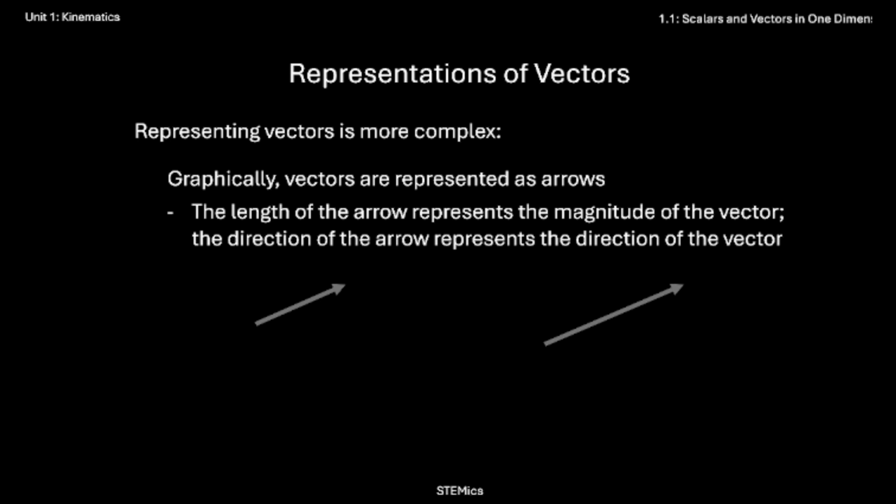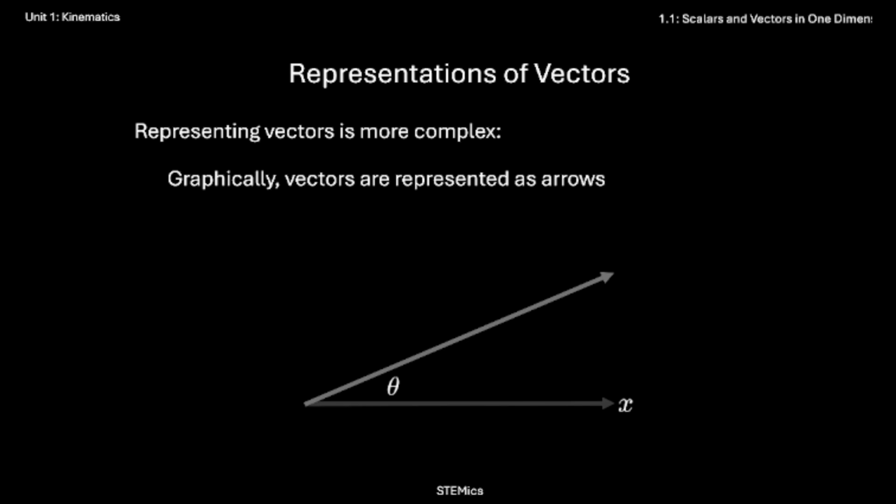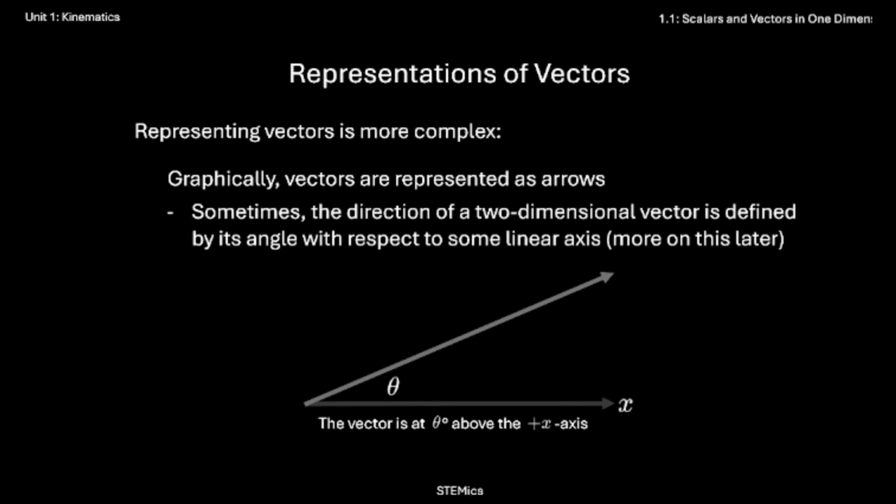So we have these two vectors here. I labeled them both vector A. We can see the one on the right is a larger vector because it has a greater length. It has a greater magnitude. When you try to convert this graphical format into an equation or a numerical quantity, we can set the vector onto some linear axis. So for example, in this case, I have the Cartesian coordinate system, the x-axis, right? So what we would say is that this long vector is offset by theta degrees, the angle, above the positive x-axis. This is just one example. You will find many more cases throughout physics.